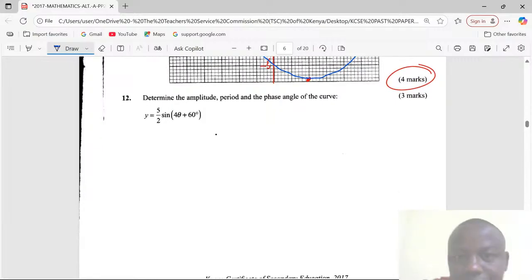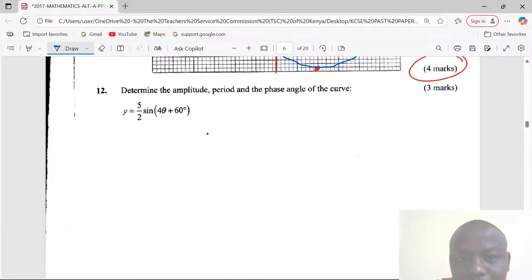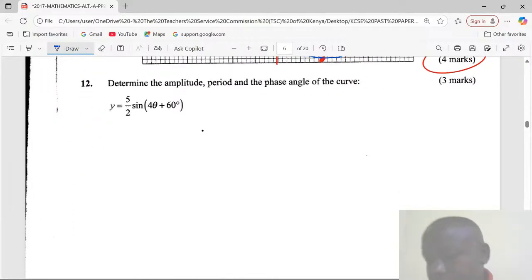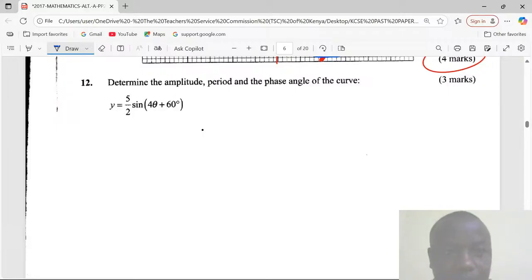That is the sketch. Look at number 12, ladies and gentlemen. Trigonometry 3. Determine the amplitude, period, and phase angle of the curve y equals 5 over 2 sine of 4 theta plus 60 degrees.